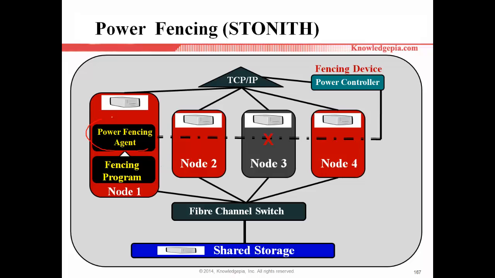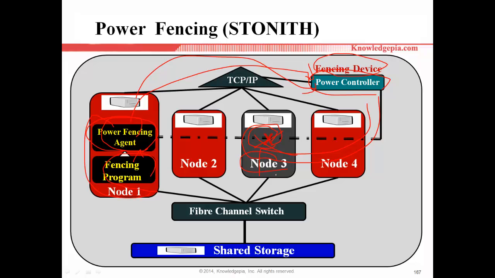So this power fencing agent will connect to this power controller. The power controller is a fencing device. In this case, if node 3 is the inactive node, then this connection will be powered off. Normally the fencing program will send the command to this power fencing agent. Then this will control the power controller and the failed node as well.